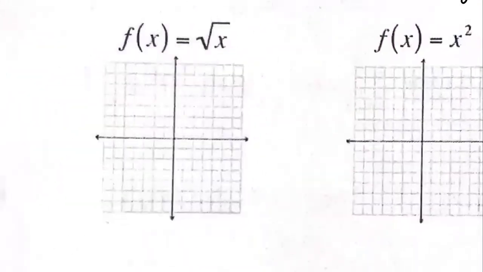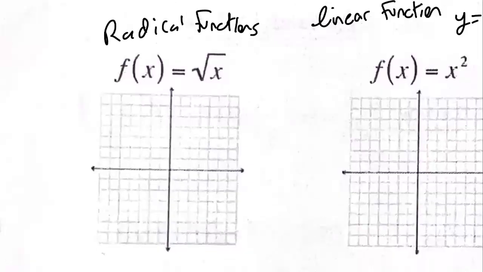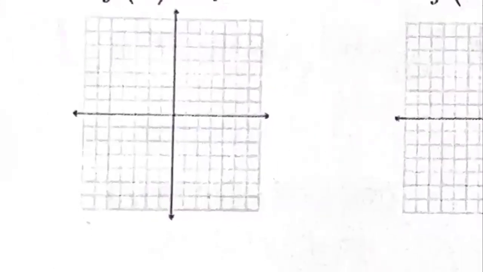Then you have your radical functions. So for these ones, you have the origin as well, 0, 0, 1, 1, and then 4, 2, 1, 2, 3, 4, 4, 2. These are the three major points for radical functions, and then you just have the curve.